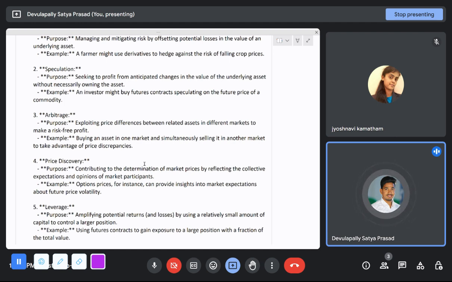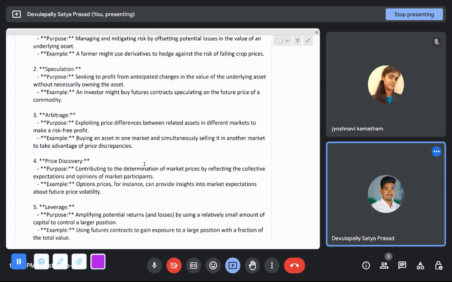Price discovery is nothing but this: as more and more people trade with each other, and as more and more expectations and opinions of market participants come into it, the price of the underlying asset will match the market expectation, and we get to know the fair price of the product. If you are a rice farmer, you can look at the derivative market and get an expectation of how the future is going to be after 3 months, after 6 months, when your cultivation is over and you want to sell your product, like paddy rice, to the market.